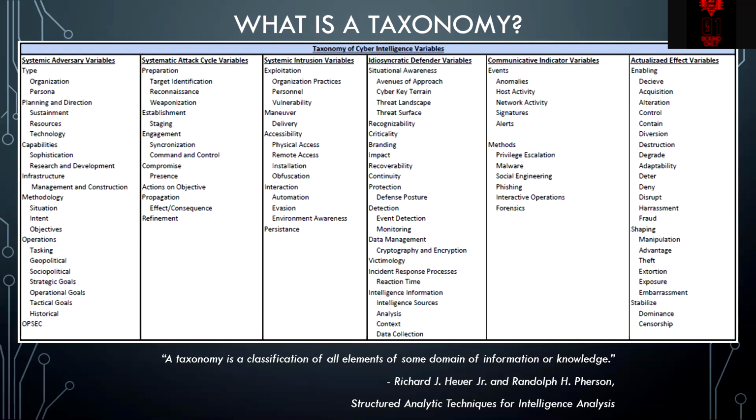A taxonomy is essentially just a classification system that you use to break down different pieces of information or data into a more easily understandable whole. So as you can see here, this is a taxonomy of cyber intelligence variables that I utilize. And essentially, I just took parts of different aspects of cyber threat intelligence.